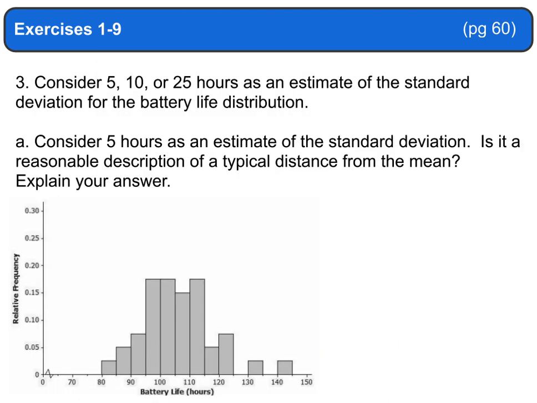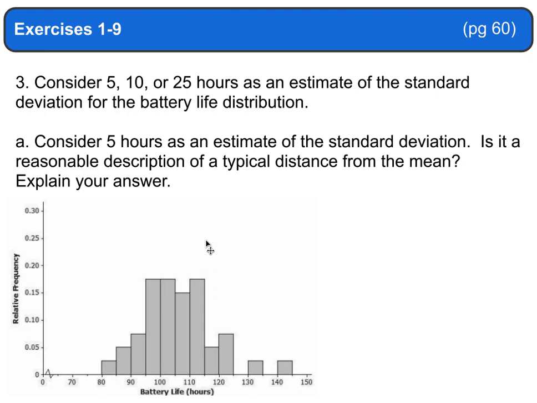In number 3, it says consider the numbers 5, 10, or 25 hours as an estimate of the standard deviation. Remember, standard deviation is that thing we talked about in the opening exercise. We're not going to actually calculate it here because we don't have the exact battery counts for hours for each of the 40 batteries. So we're just going to estimate.